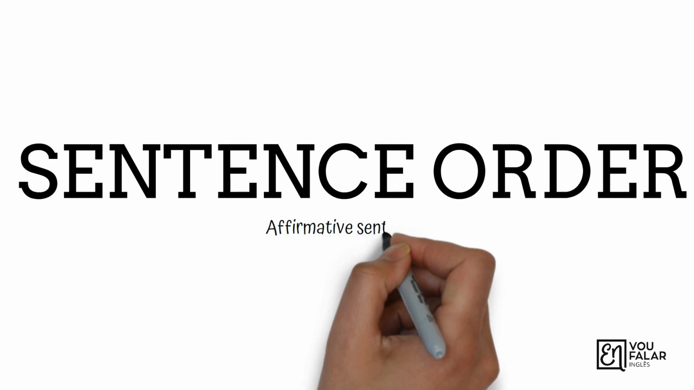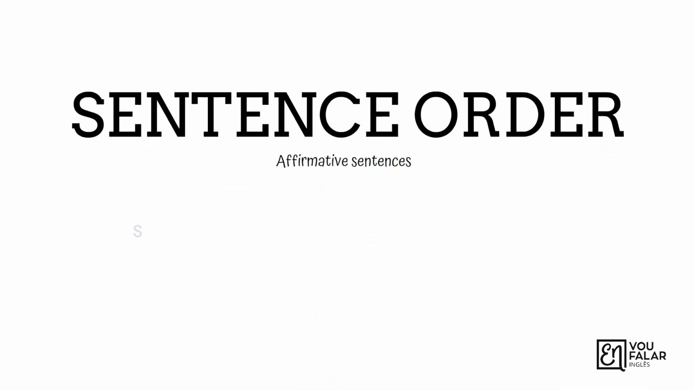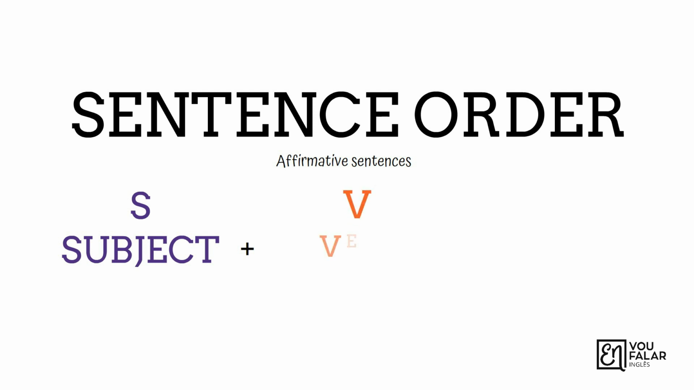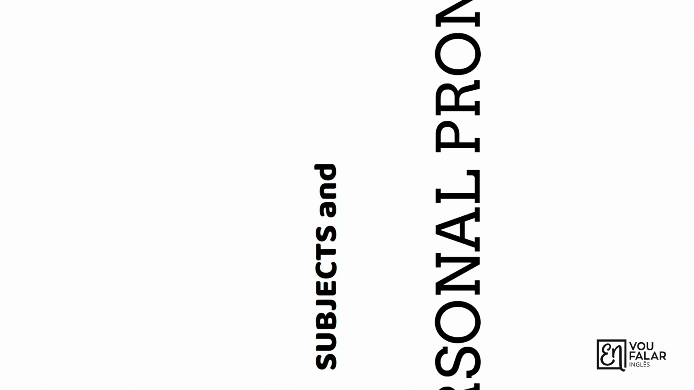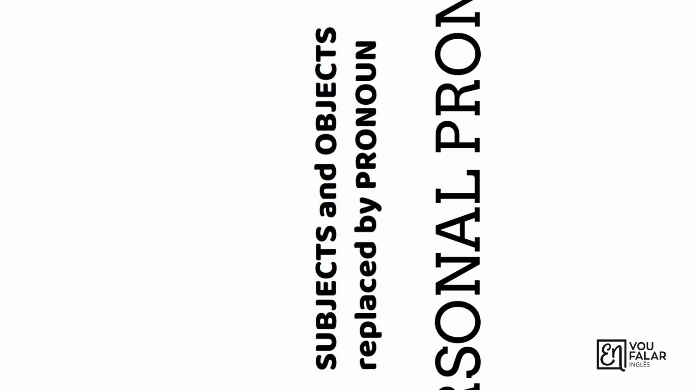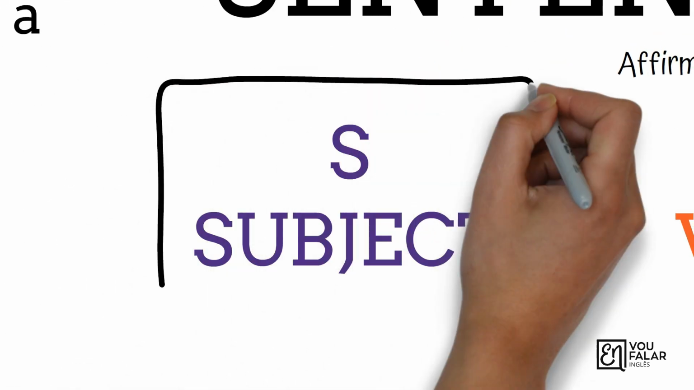Check it out. In the affirmative sentences, the order is always the same. We start with subject, then we have verb, and finally object. Sometimes we don't have an object and have a complement, but that's another class. When we have subjects and objects, we can always replace them by pronouns.